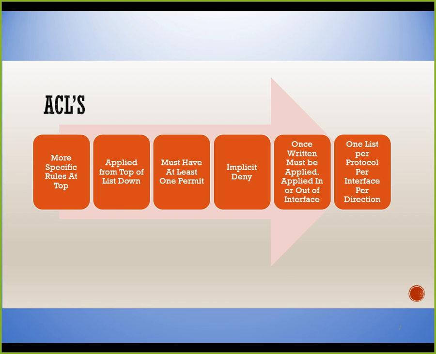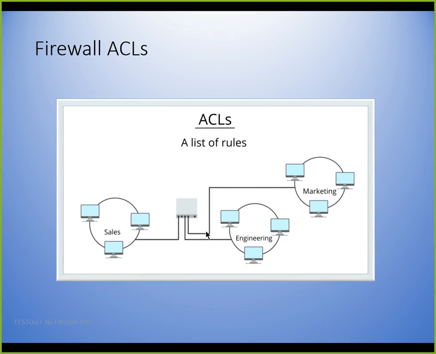And this is, I guess, a summary slide of these things. More specific rules need to be at the top. The list is applied from the top down. We have to have at least one permit statement. We have the implicit deny. After we write it, we've got to apply it. And then we can have one list per protocol, per interface, per direction.